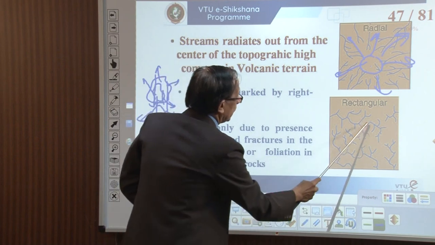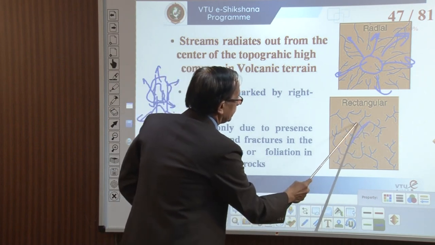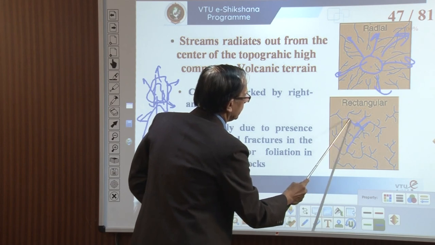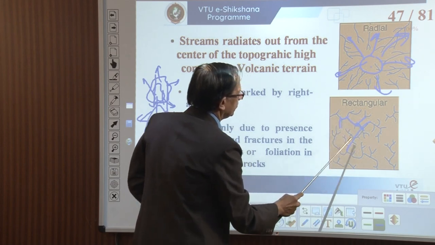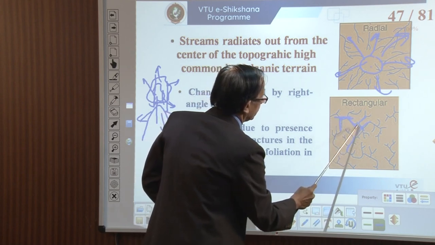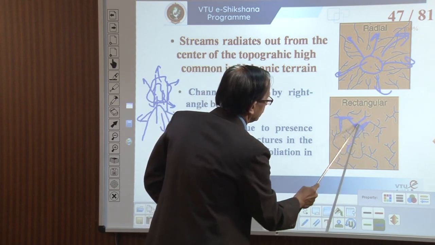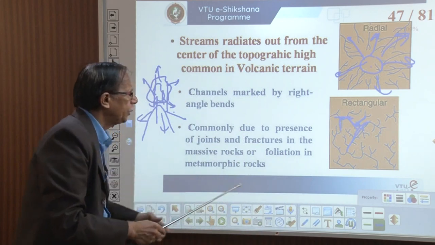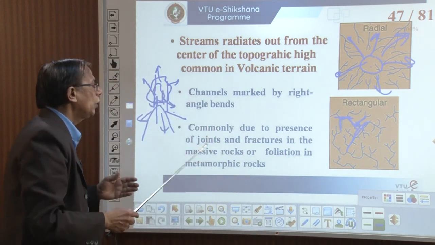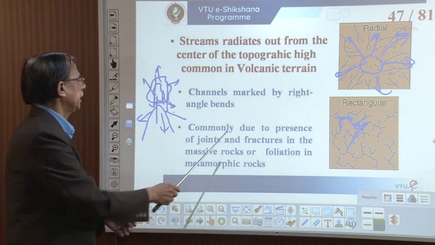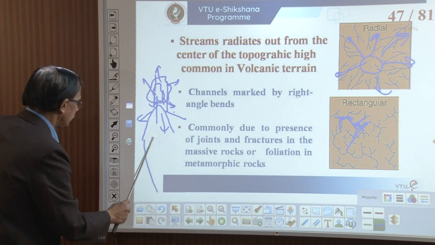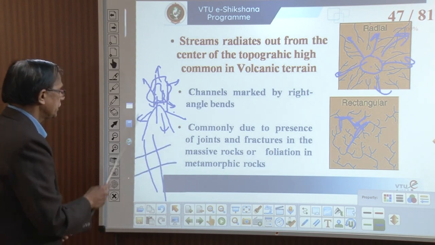Here you have a tributary, another tributary, another tributary, like this, you see. For each of these, this is perpendicular. Tributaries join their next order more or less at perpendicular, right angle bends. And this kind of bending is possible if rocks are jointed.